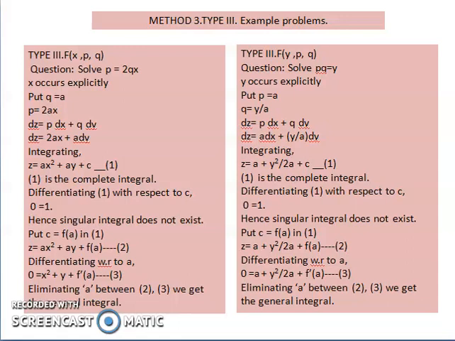If we put c is equal to f of a, we get z equal to ax plus y squared by 2a plus f of a. If we differentiate this equation with respect to a, we get 0 equal to x minus y squared by 2a squared plus f dash of a. If we eliminate a from the second and the third equation, we will get the general integral.